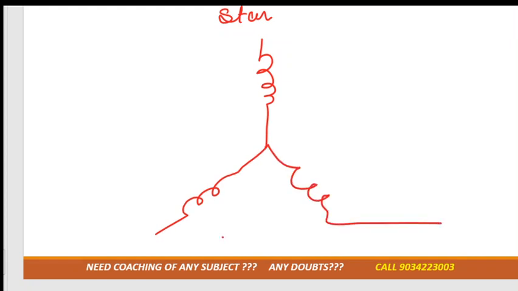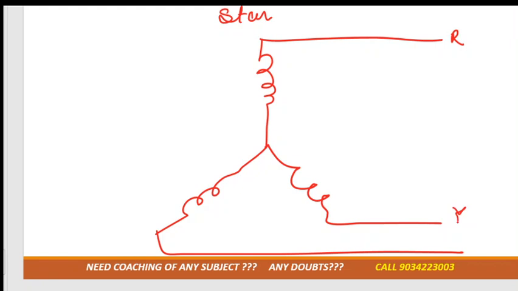Now we'll study the star connection for the voltage. Okay, the star connection is like this. One wire is for R, one wire is for Y, one wire is for B. We have taken the RYB sequence.